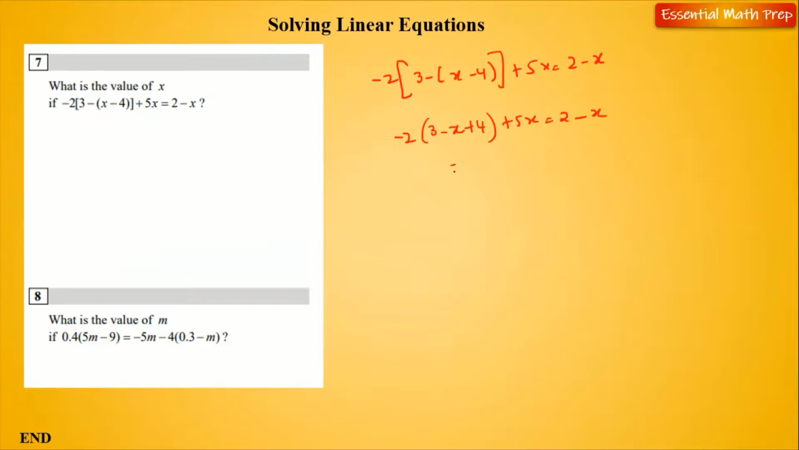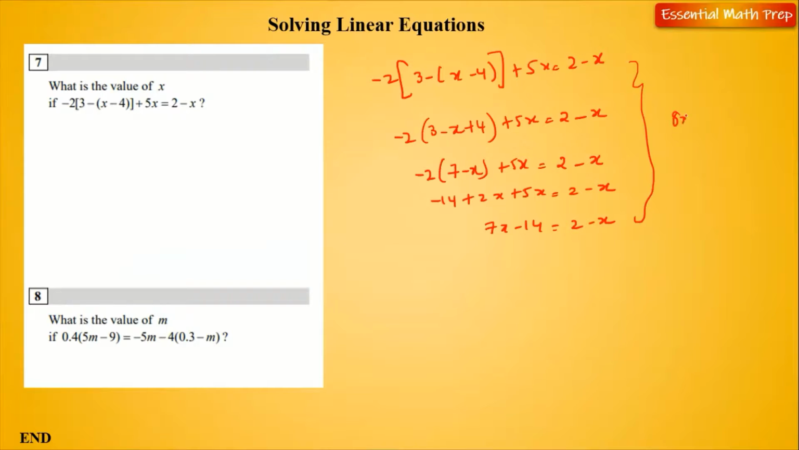So 4 plus 3 is 7 minus x, times -2, plus 5x equals 2 minus x. So it's -14 plus 2x plus 5x equals 2 minus x. So 7x minus 14 equals 2 minus x. I'm just going to do the rest of the problem here. So it'll be 8x equals 16. So x equals 2, right?